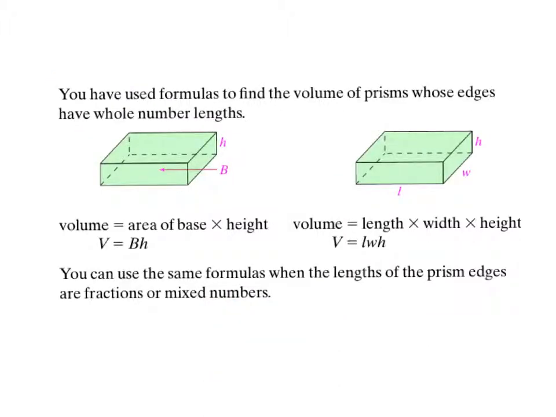Now, in the past, you have used formulas to find the volume of prisms whose edges have whole number lengths. In those formulas, you have the volume equals the area of the base times the height, or volume equals length times width times height. Because remember, the area of the base is just the length times the width. So it's just the same as saying the length times the width times the height of the shape for the volume. You can use these same formulas when the lengths of the prism edges are fractions or mixed numbers.